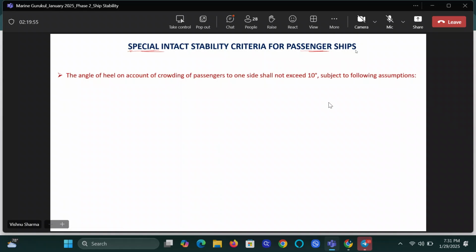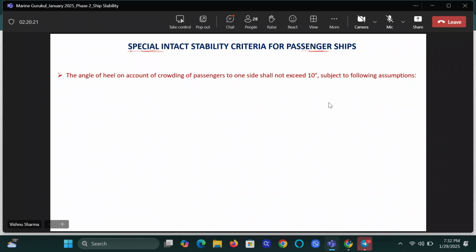One of them is not for discussion in this topic, but I have just brought it here because there are only 2 of the special ones. 1, the angle of heel on account of crowding of passengers on one side shall not exceed 10 degrees, subject to the following assumptions. And guys, whenever there is a compliance to be demonstrated, what will IMO do? They'll say assume this, assume this, assume this, and now show your compliance.